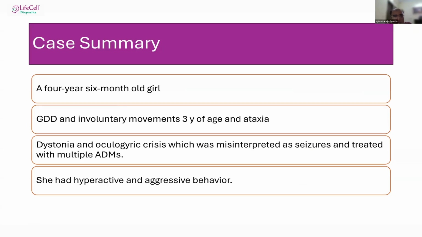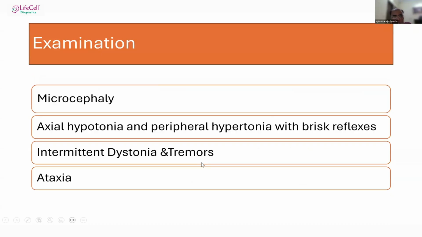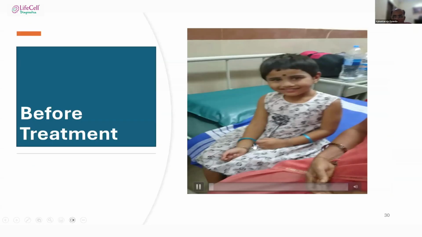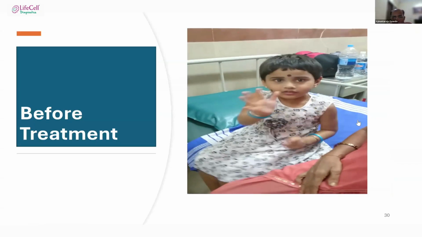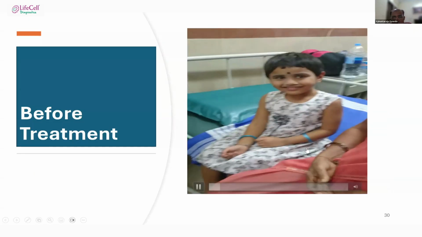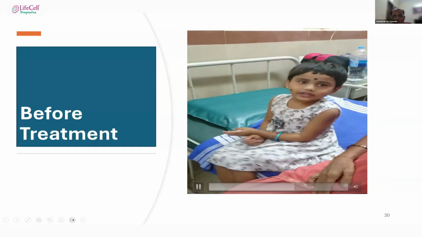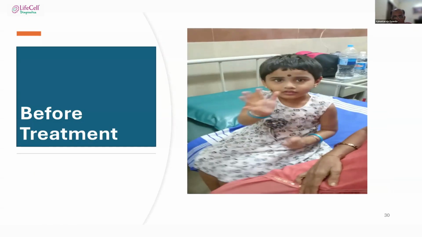This is a child who came with developmental delay. In addition to developmental delay, the child had involuntary movements, extrapyramidal symptoms and ataxia. These movements were misinterpreted as seizures and treated with multiple anti-seizure medications without much benefit. On examination, there was microcephaly, and this is a video. You can see that this child has ataxia and dyskinetic movement. This child was treated with multiple anti-seizure medications without much benefit.